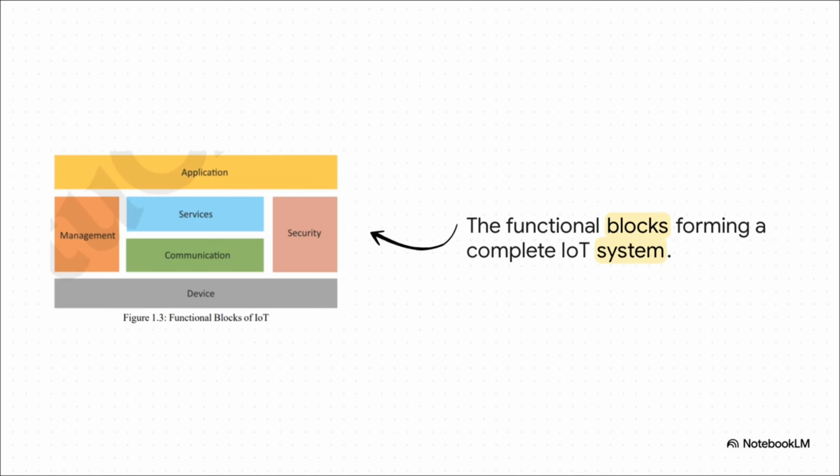Let's bring our architectural map back one last time. By now, you should be able to look at this and see exactly how all 6 pieces we just analyzed interlock perfectly. The devices gather data, communication transmits it, services and management organize and maintain the flow, security protects the entire process, and the application sits on top, providing the user interface. Together, these functional blocks form a unified, abstract representation of a complete IoT system.